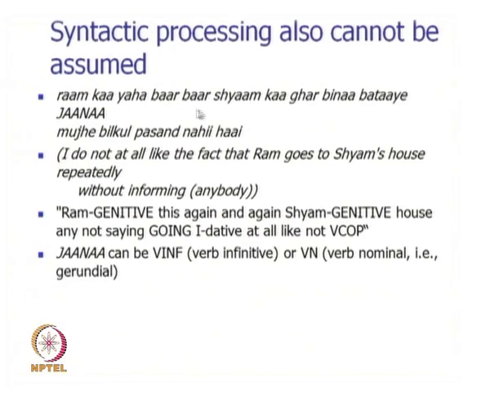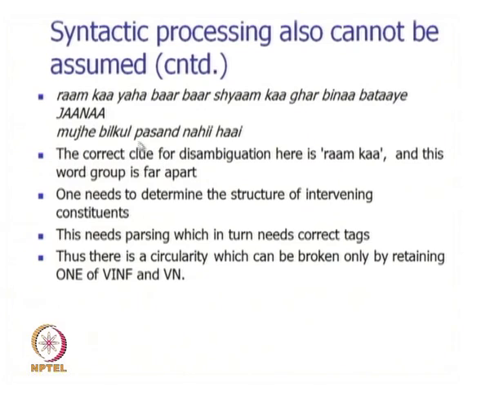राम का यह बार बार शाम का घर बिना बताए जाना, here comes jana, we have to produce V inf or V G N, verb infinitive or nominal verb or gerundial verb, on this particular word. How do we do this? Okay. We look at the next slide and see where is the clue for this disambiguation. The correct clue for disambiguation for jana is Ram ka, and this word group is far apart.